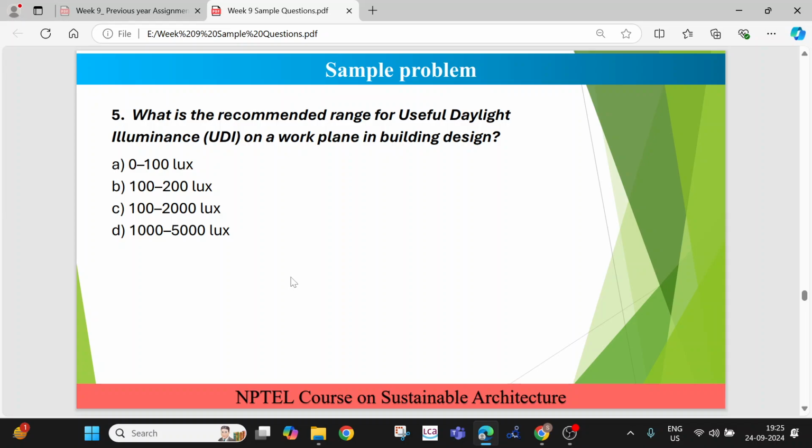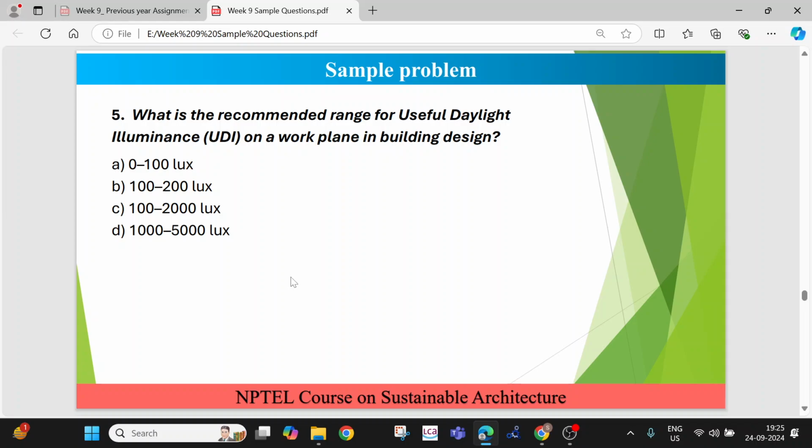Question number 5. What is the recommended range for useful daylight illuminance, UDI as we usually call it, on the work plane in a building design? Can anybody speak? What is the right answer? C. Pardon? Option C, sir. Yeah. So option C is the right answer for this question. That is 100 to 2000 lux.